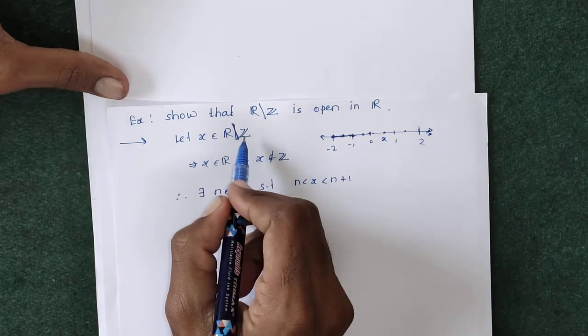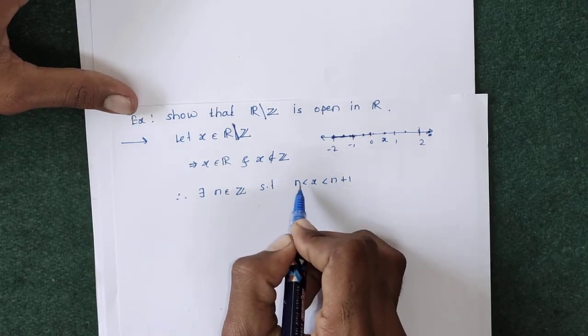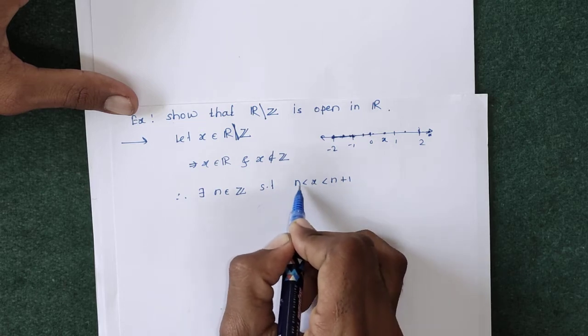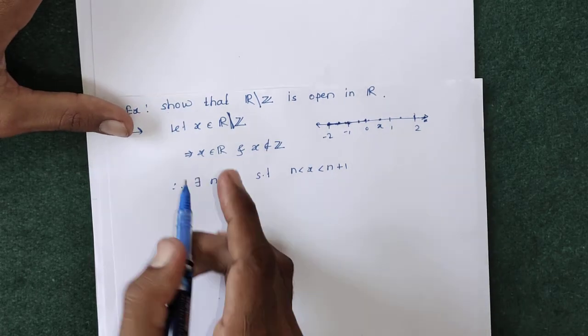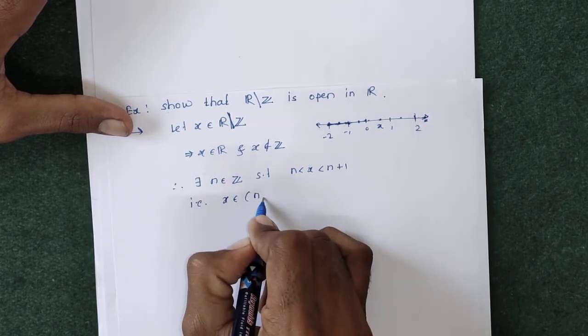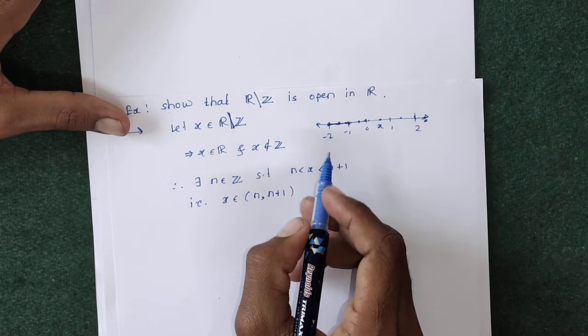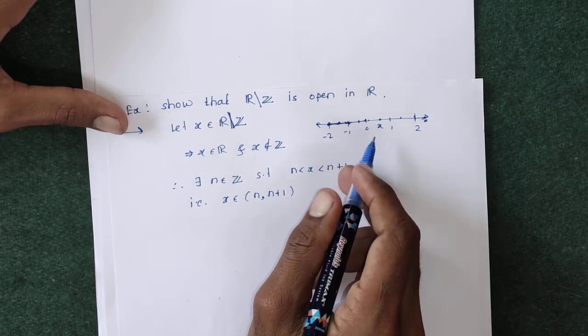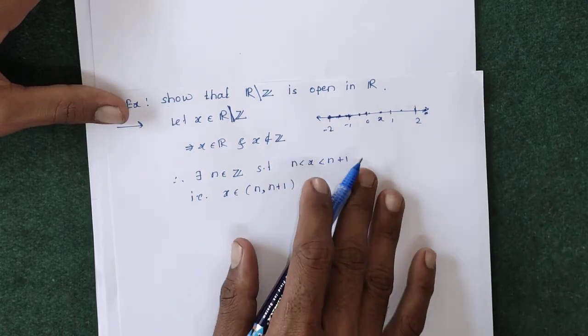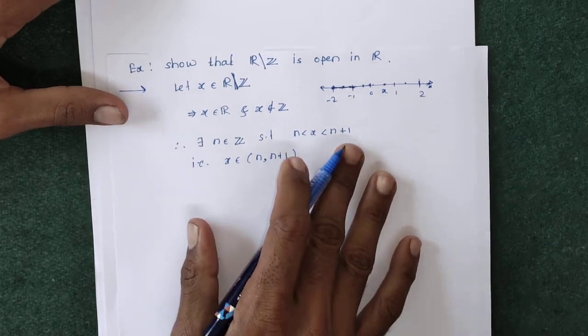So for any x belonging to R minus Z, that x is in between two consecutive integers. Suppose n is an integer, so x is in between n and n plus 1. That is, x belongs to the ordered pair (n, n plus 1). So x is an element of this open interval.